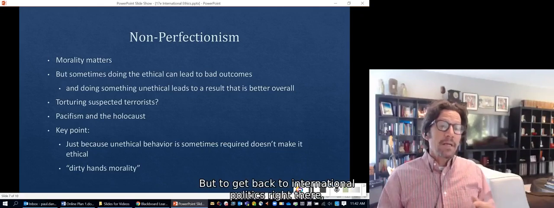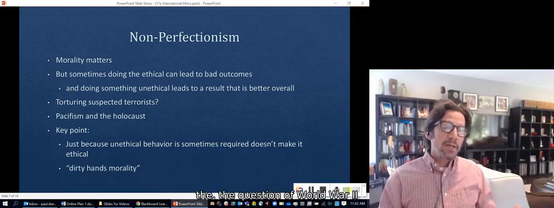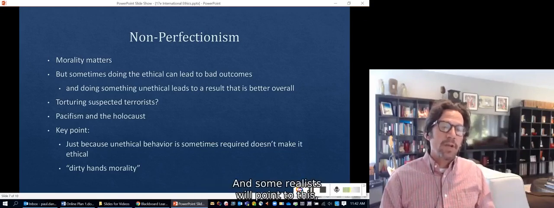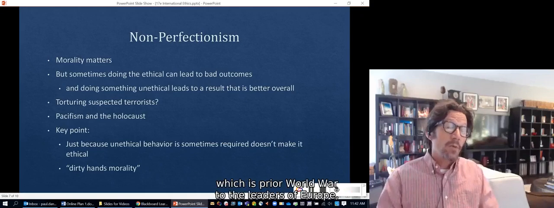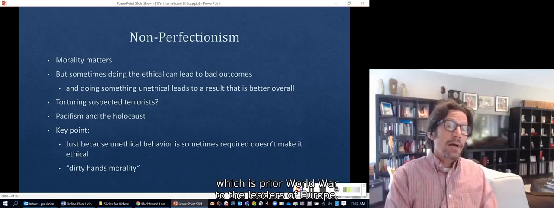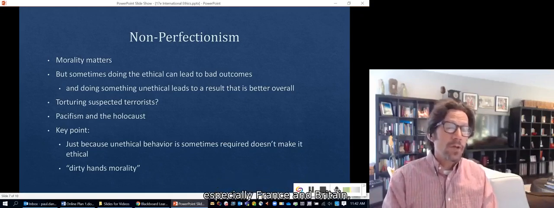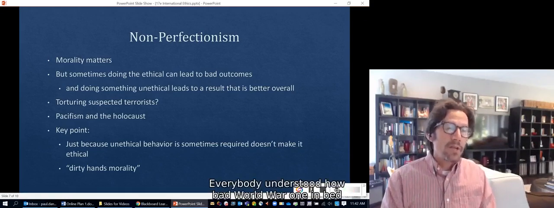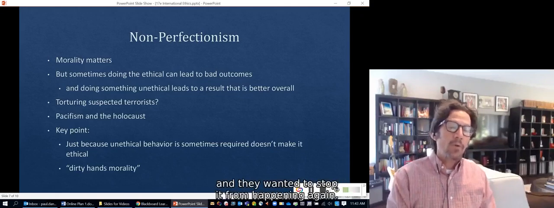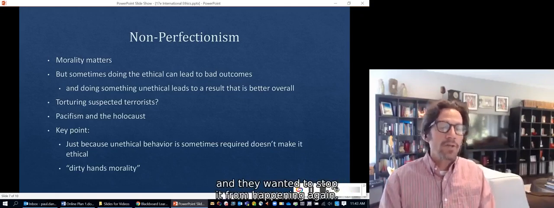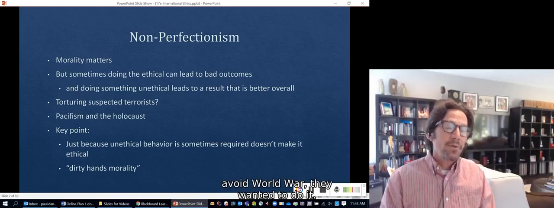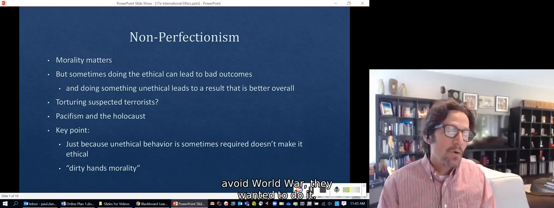to get back to international politics, the question of World War II is one that non-perfectionists will point to as well. And some realists will point to this: prior to World War II, the leaders of Europe, especially France and Britain, were desperate to avoid another war. That was an ethical position. Everybody understood how bad World War I had been, and they wanted to stop it from happening again. And if there was any way to avoid World War II, they wanted to do it.